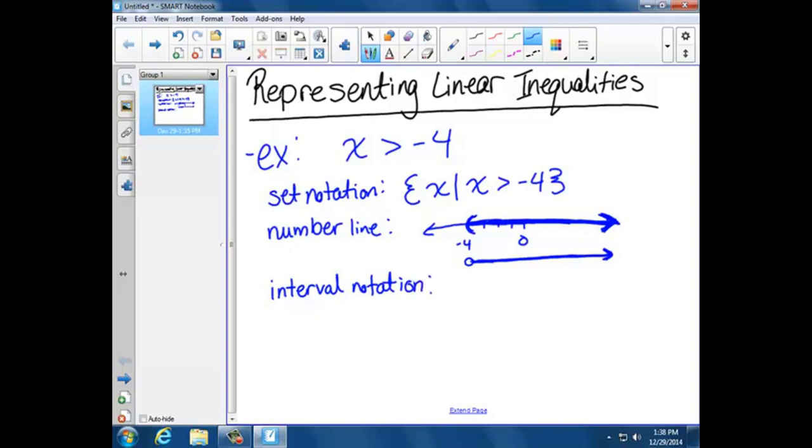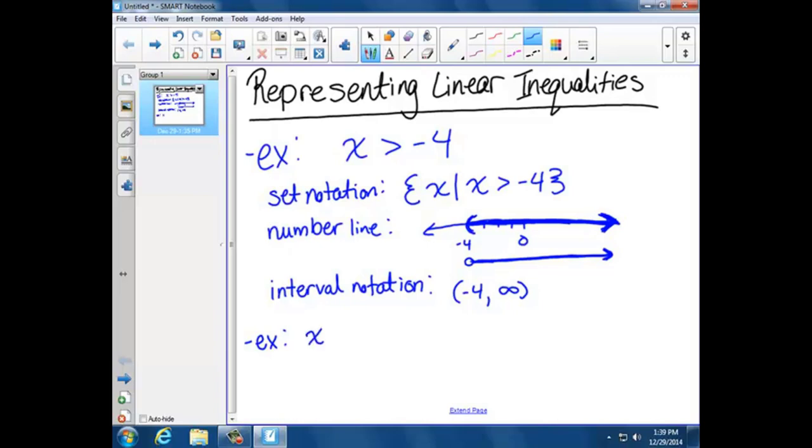Okay, so when we use interval notation, it kind of looks like the number line. We're going to start with a parenthesis, put the number -4, comma, and in this case it keeps on going forever, so I'm going to use the infinity symbol. So this interval notation says that x is anything from -4, not including it, to infinity. Okay, so now let's do another one.